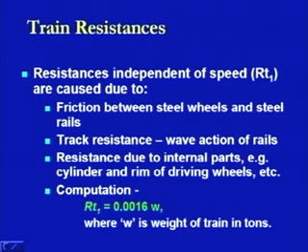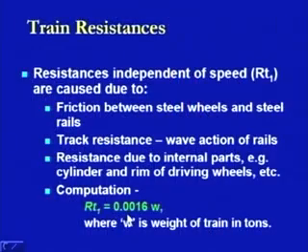Another resistance which falls under the independent of speed condition is the resistance due to the internal parts, that is the cylinder and rim of the driving wheels and similar conditions. On the basis of whatever reasons cause this type of resistance, the computed value of this resistance, which is defined as RT1 here, is given as 0.0016 W, where W is the weight of the train in tons. So, this is how all the effects have been taken into consideration, and finally this equation has been found out.